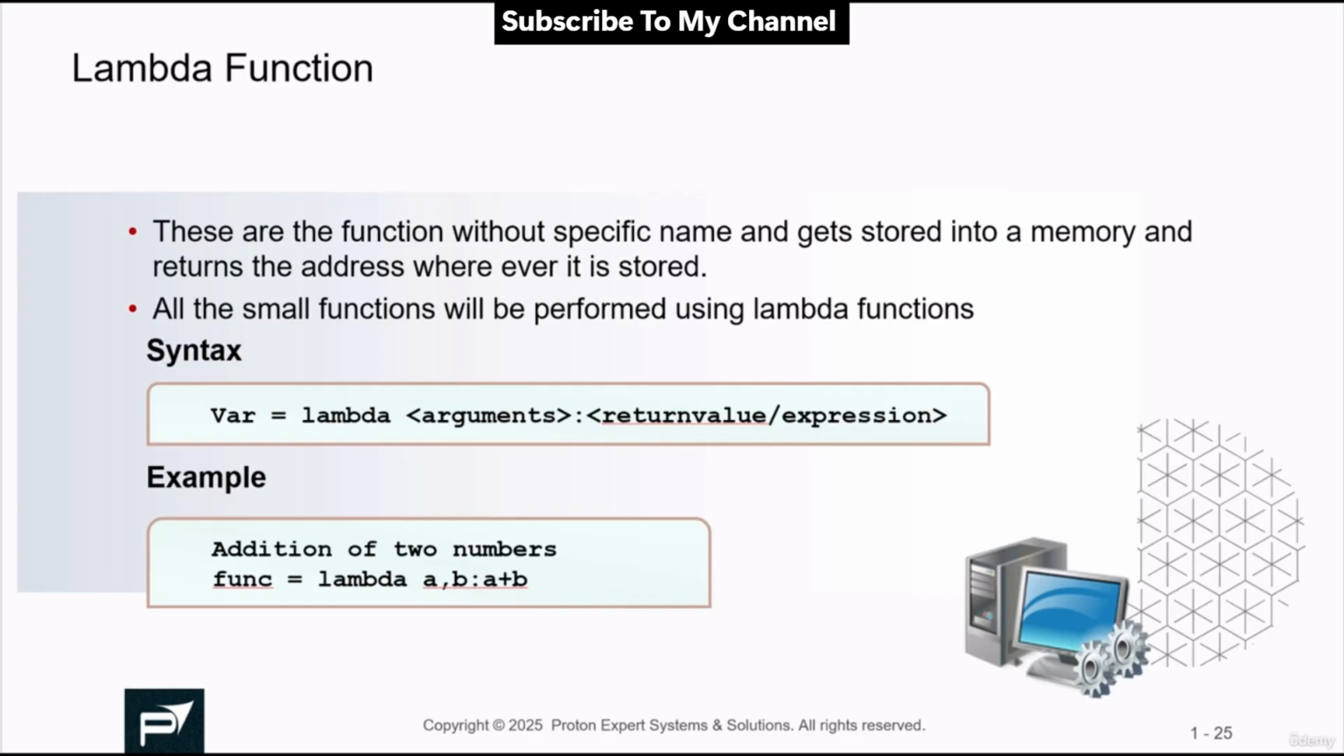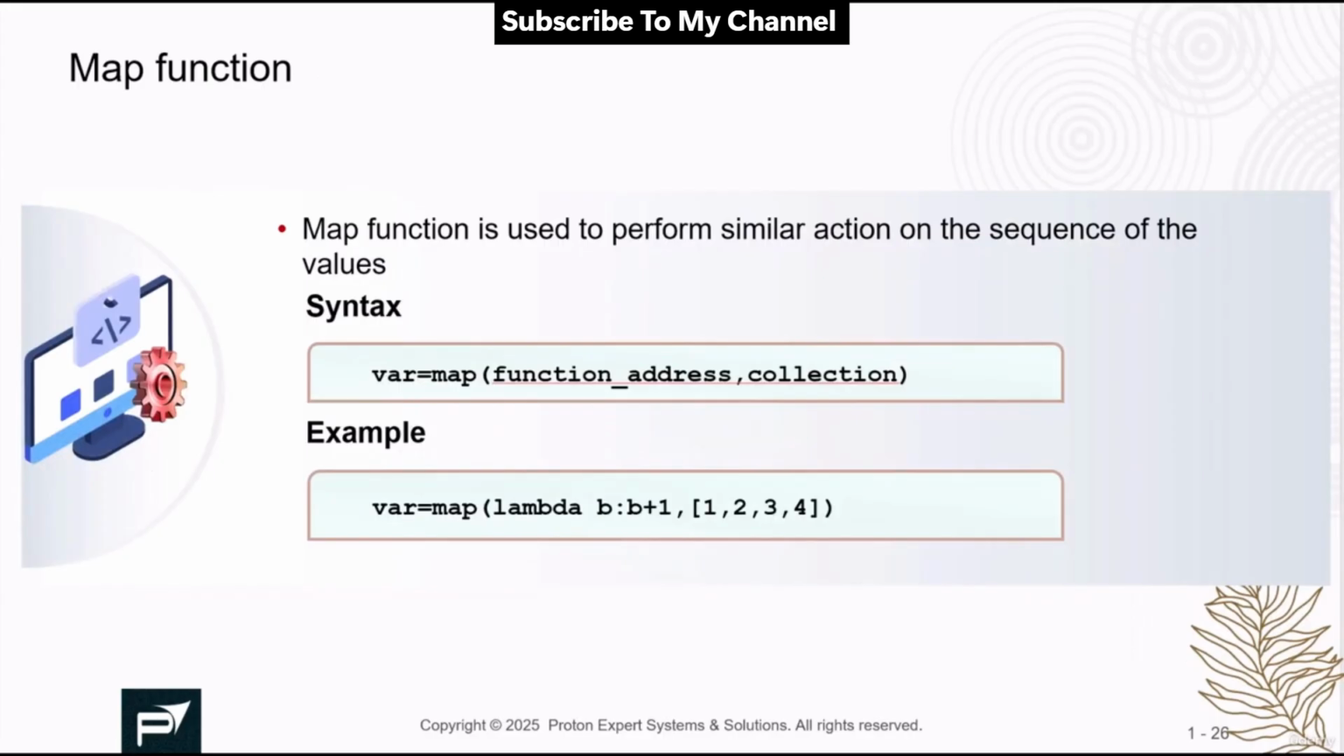The syntax for lambda function is variable is equal to lambda with arguments, colon, return value or expression. The example for lambda function for adding of two numbers is function is equal to lambda a comma b colon a plus b.